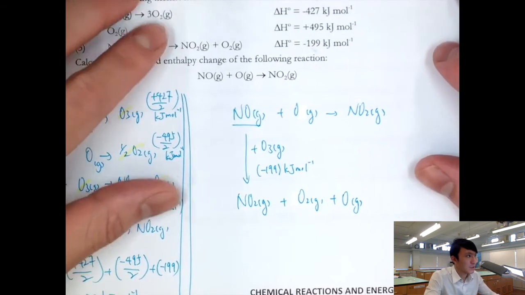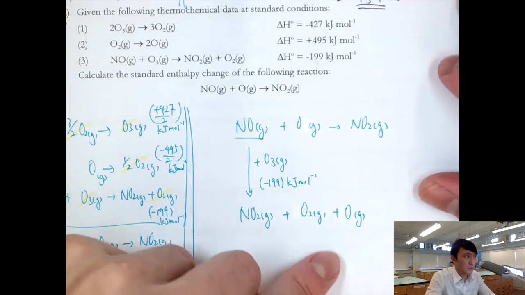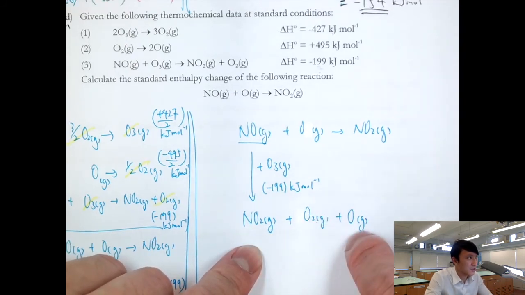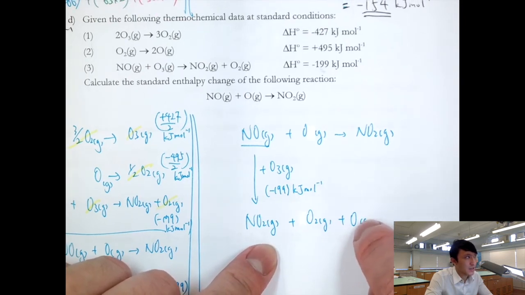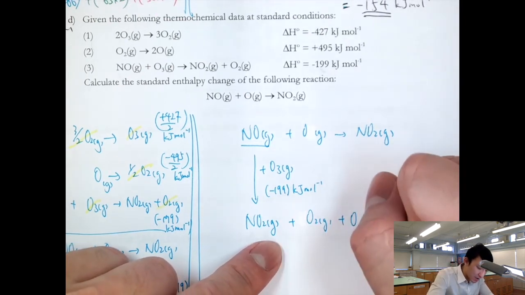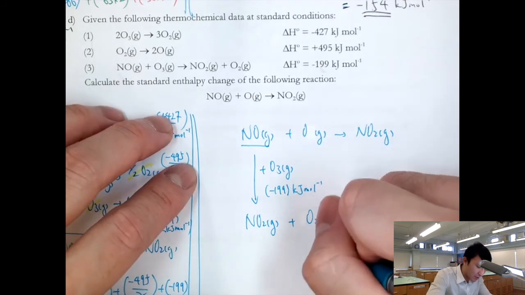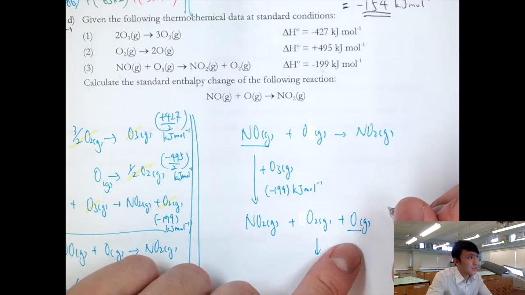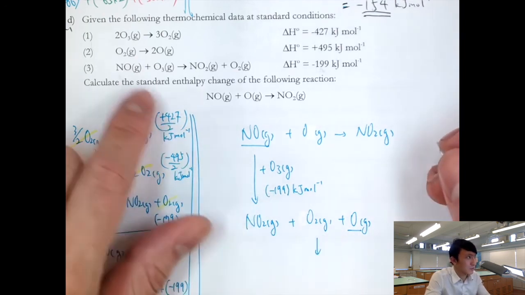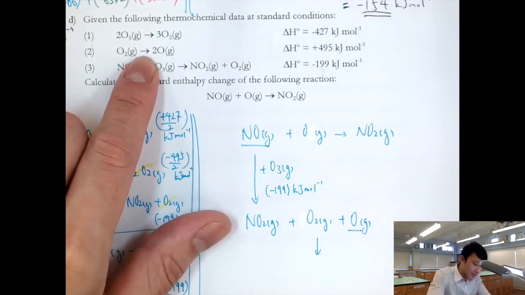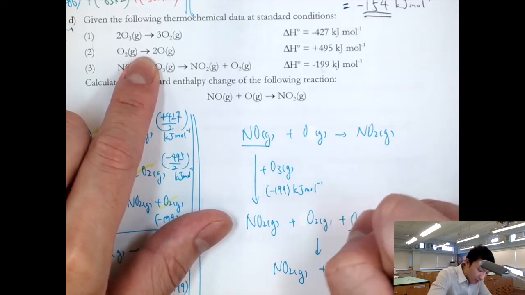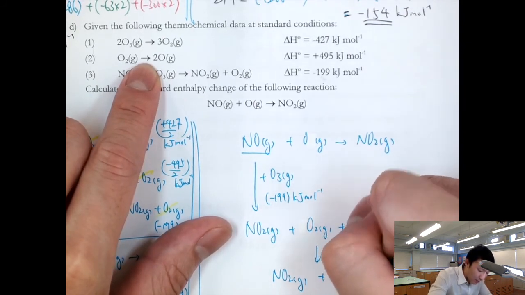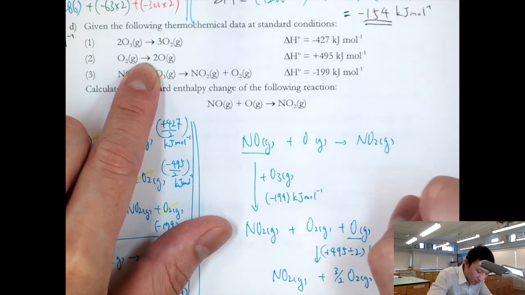Okay? So, next step, we want to get rid of the O2 and the O, because you know, this is what we want. So now we want to get rid of this and this. So how about we change the oxygen atom into O2? Oxygen can react to form O2. So let's just have half mole. So you make use of this equation, divided by 2, then you will have 3/2 O2. So this one is only positive 495 divided by 2 kilojoule per mole.